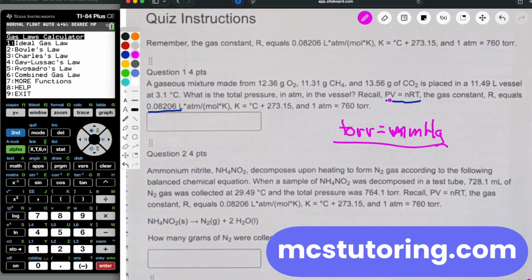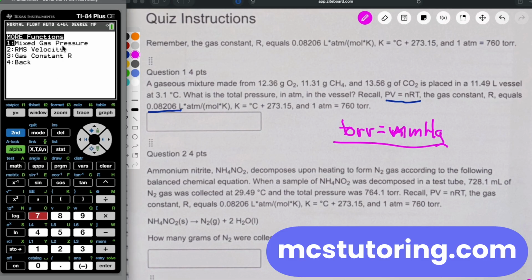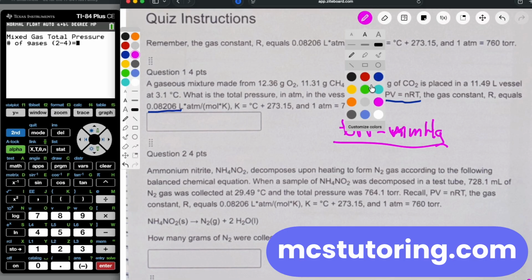So what we're going to do is, I think it's like partial pressures or combined pressures. So this is actually in the more menu. This isn't one of the main things we typically look at. This is mixed gas pressure. So look, few things. And I really do recommend that you annotate just as I am right here.